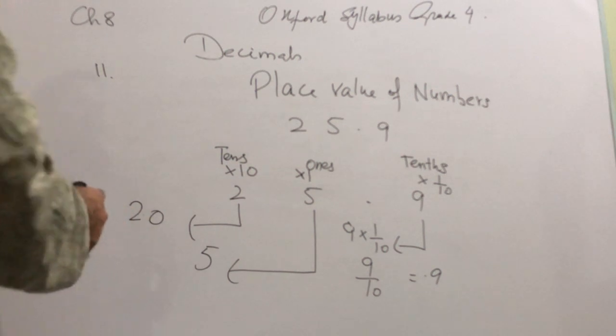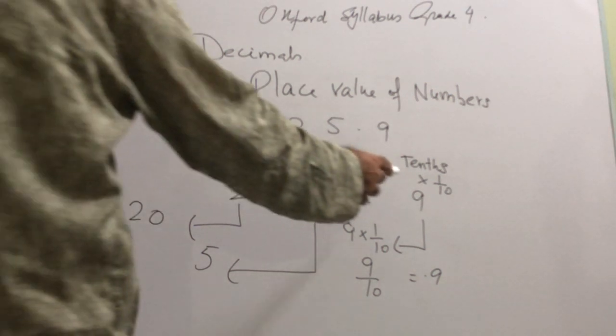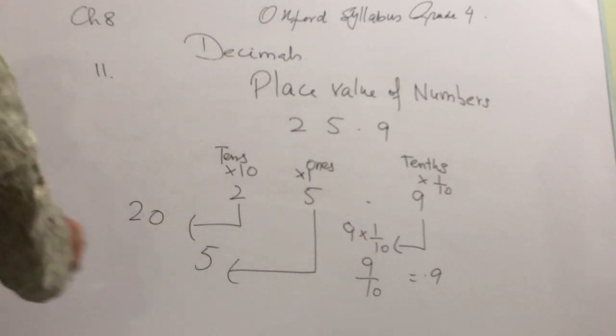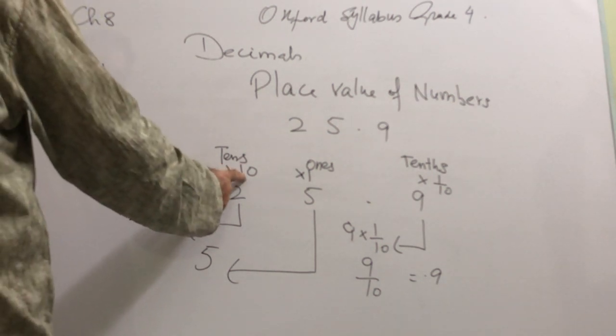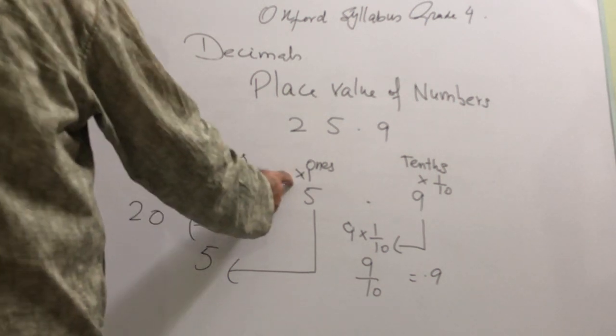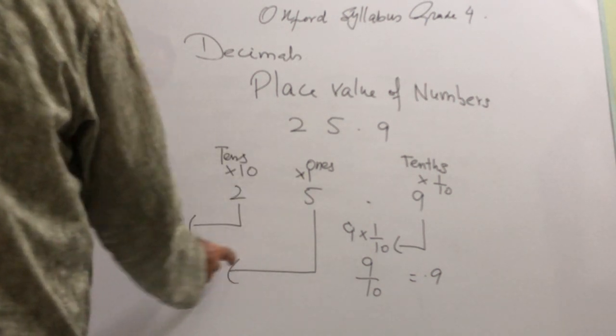If we divide 9 with the 10, we get 0.9, okay. So by this way, we can get the place value. How did we get it? I'll recap. For the tens, we multiply with the 10, 2 tens are 20. For the ones, we multiply with the 1, 5 ones are 5, okay.